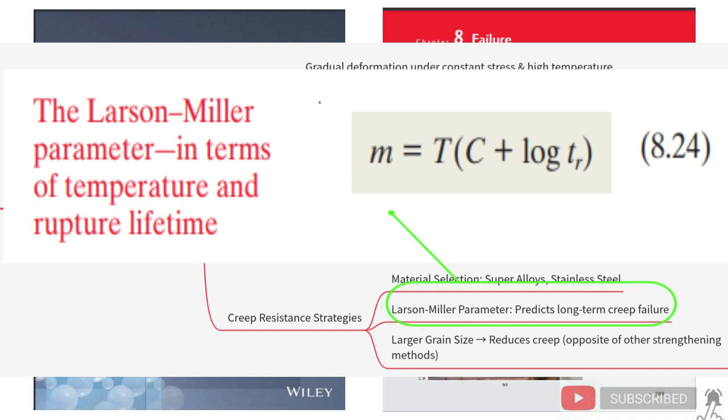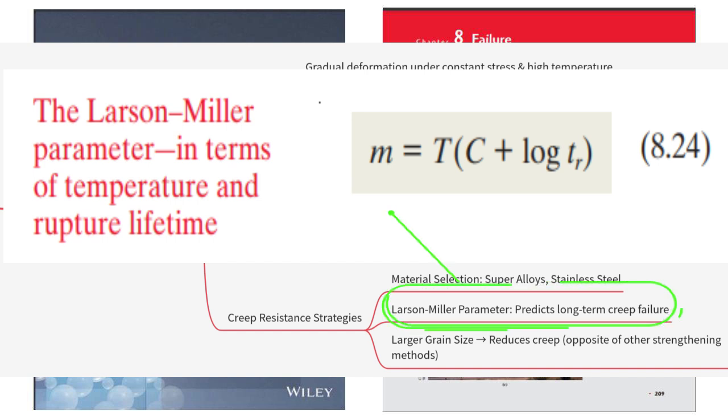Exactly. Engineers often use the Larson-Miller parameter. The Larson-Miller parameter. What is that? It's a way to combine temperature and rupture time into a single value that allows you to make those long-term predictions. So it's like a time machine. It is like a time machine for materials. It's pretty cool.